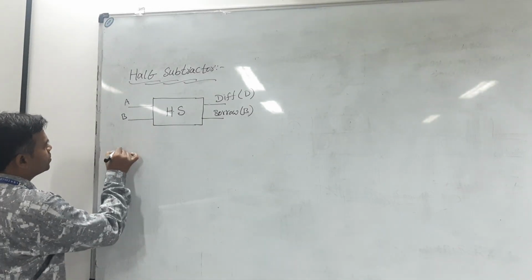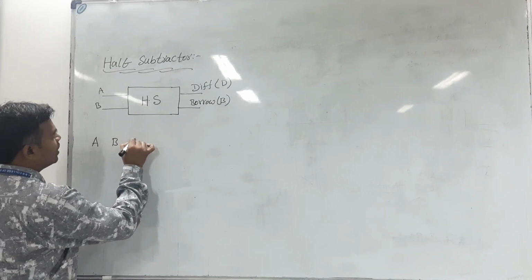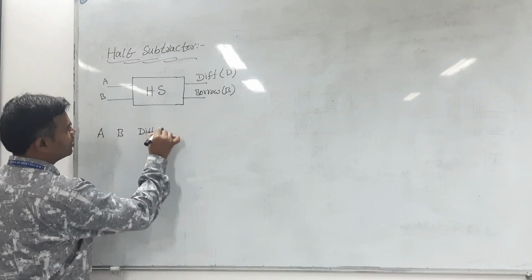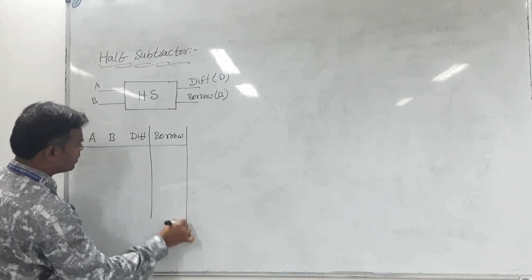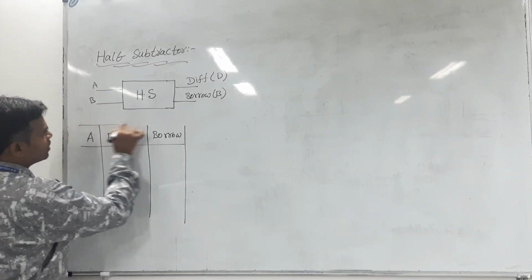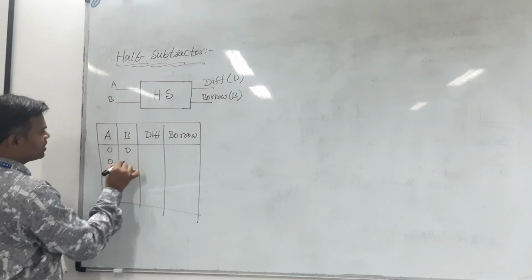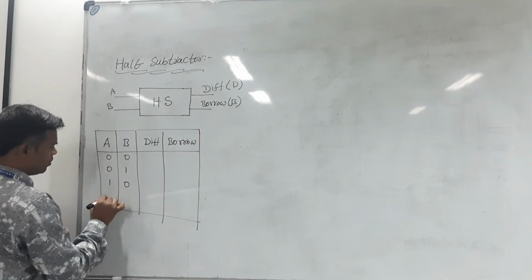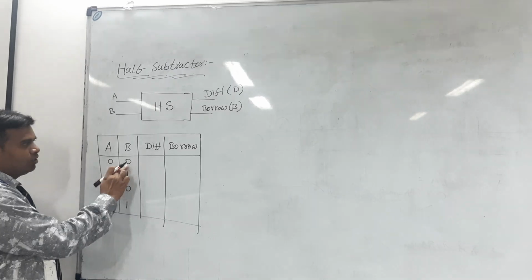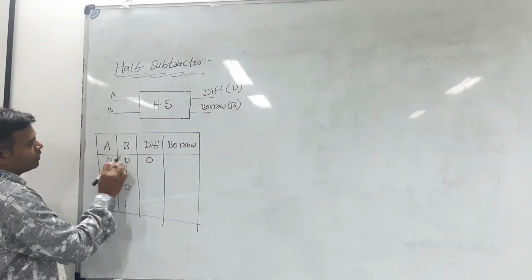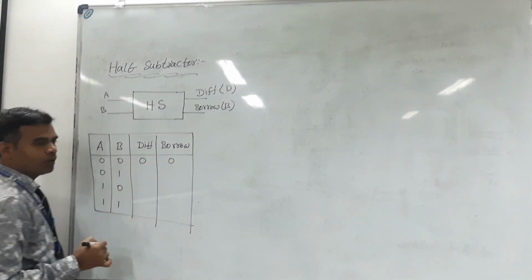First I am going to draw the truth table for the half subtractor. Inputs are A and B, and the outputs are, first, difference, and next, borrow. The possible input combinations are 0 0, 0 1, 1 0, 1 1. You just subtract these two binary bits: 0 minus 0. The difference is 0, and is any borrow required? Not required. That's why put borrow equal to 0.